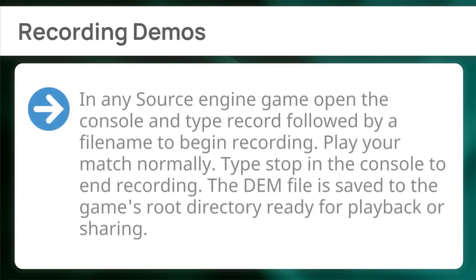Next, recording demos. In any Source Engine game, open the console and type record followed by a file name to begin recording. Play your match normally. Type stop in the console to end recording. The DEM file is saved to the game's root directory, ready for playback or sharing.